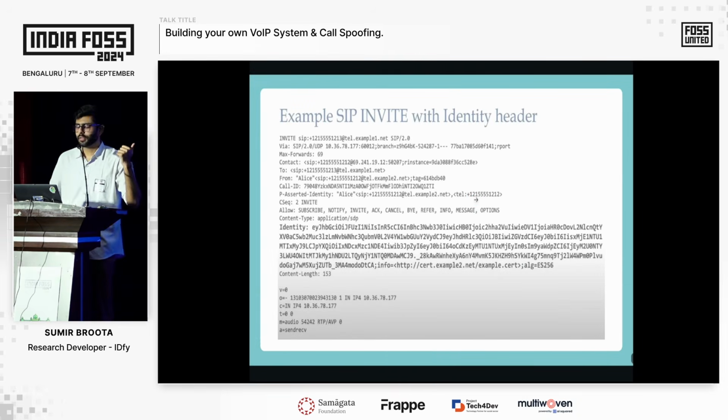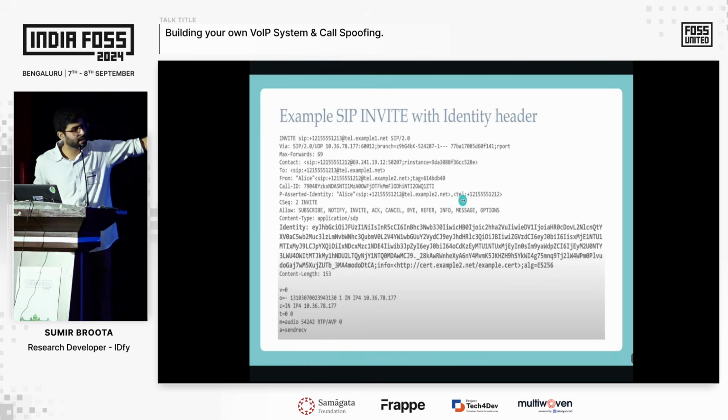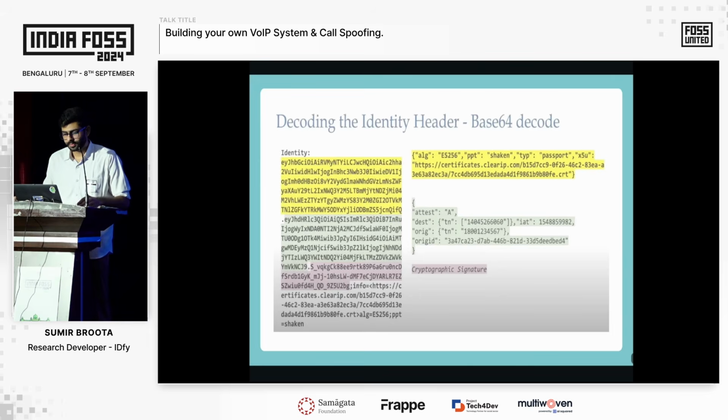Now we're going to quickly cover a SIP INVITE header. So often when I would make a call to the public telephone network, you would see this Identity header highlighted here. This Identity header may look familiar to some of you. It's basically a JWT token.